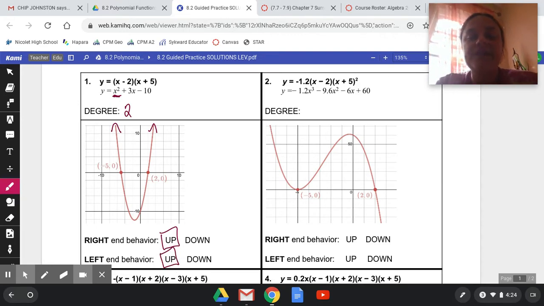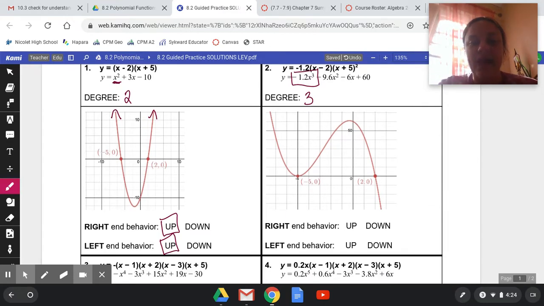Okay, as we look at this next function, we've got y equals negative 1.2 x cubed. If I look at it in standard form, you've got factored and standard form here. My first term right here tells me the degree. So my degree is 3 because that is the highest exponent. My a value is negative 1.2. So as I'm looking at this, I can see that on the right-hand side of my graph, it is going down. And on the left-hand side of my graph, it is going up. So that's something to note. In a third degree function, when the right side goes down, the left side goes up.